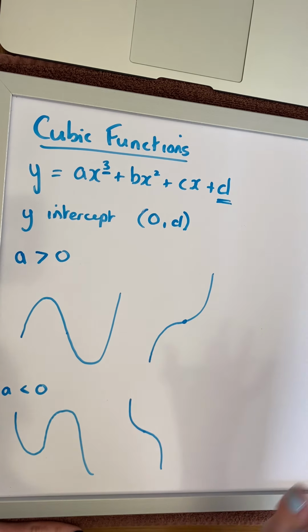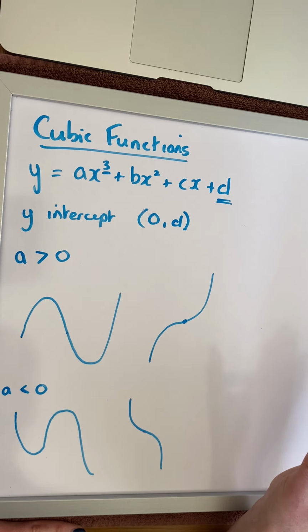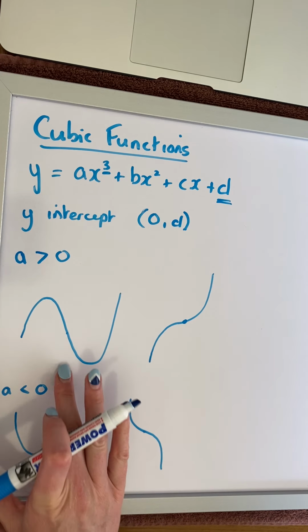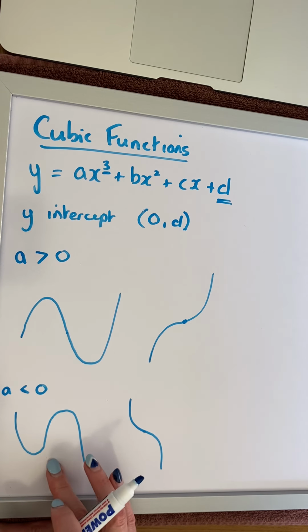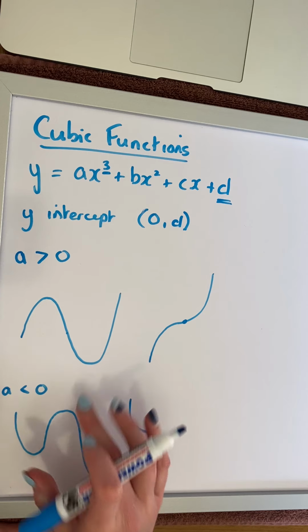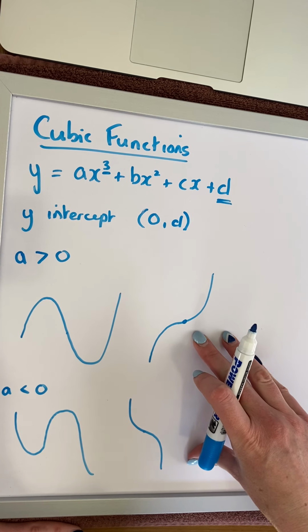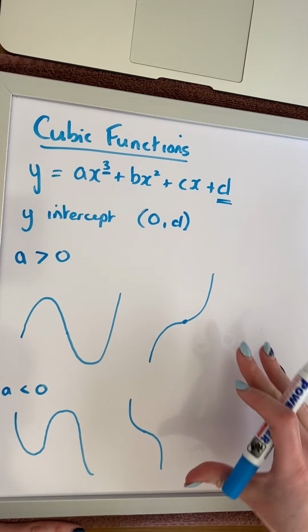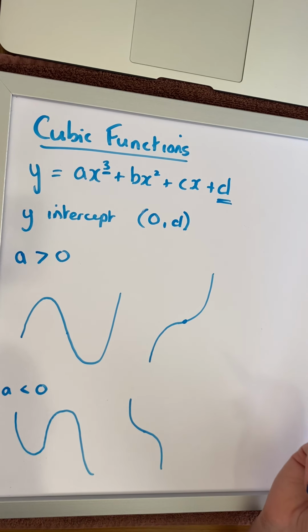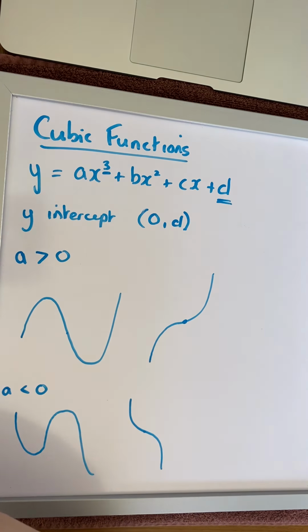What we'll notice in further chapters when we get into differentiation and calculus is that these types of shapes have two turning points. They have both a maximum and a minimum turning point, whereas these types of cubic functions do not have any turning points, but that's something we'll come across later. So that's your basic shapes of a cubic function.